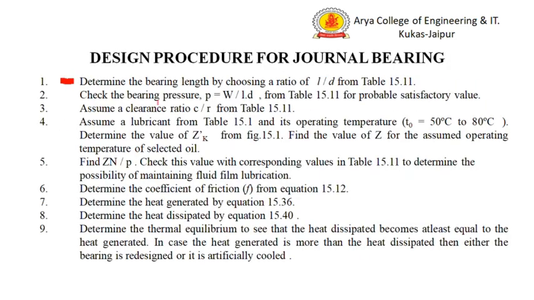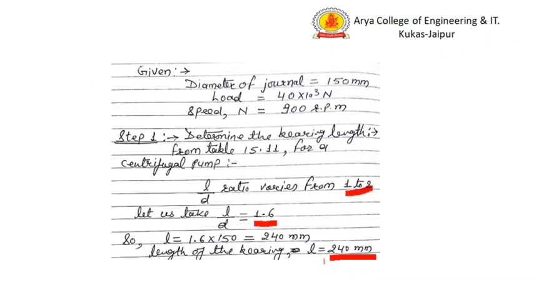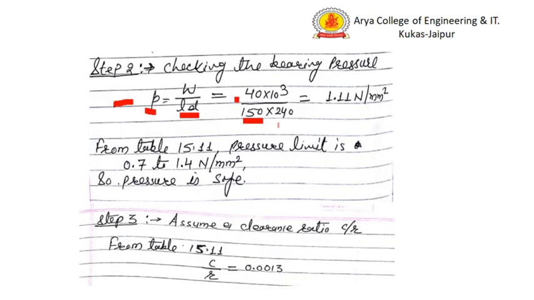Now the second step is to check the bearing pressure, P is equal to W by LD. We know that pressure is equal to force upon area. Force is given as 40 kilonewton, and the area is the projected area of the bearing, which is length multiplied by diameter. Diameter is 150, which is given, and the length we have calculated in step number 1 is 240 mm. So the bearing pressure is 1.11 Newton per mm square.